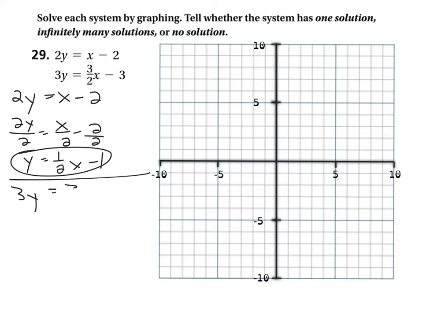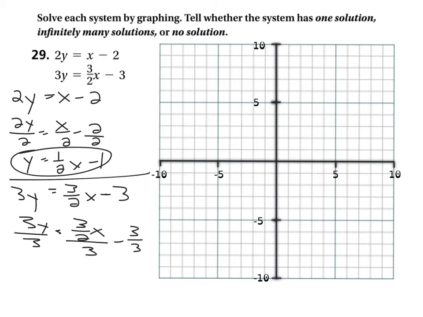3y equals 3/2 x minus, sorry about that, x minus 3. And I want to divide everything by 3, equals 3/2 x divided by 3. And I'll talk about that in a second. Okay, 3y divided by 3 is just y.